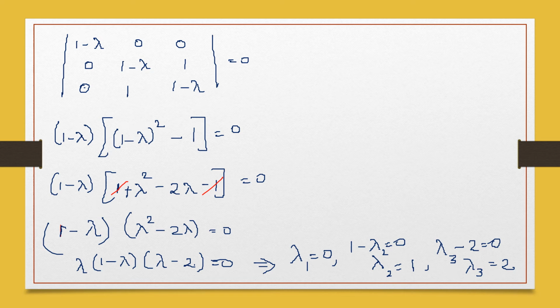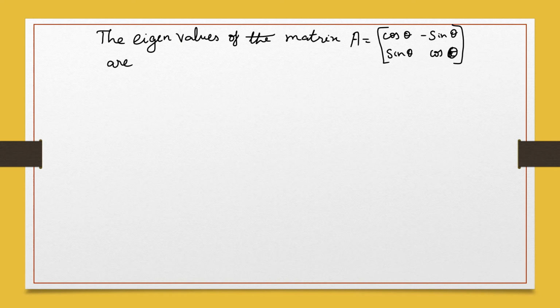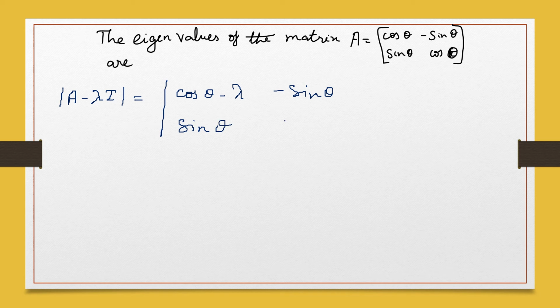In the next question, the matrix is given in terms of complex or trigonometric functions. Like these functions, if they give, it is better to go for the characteristic equation method alone. So here I am again doing it. I am directly skipping to the characteristic equation part, determinant of A minus lambda I. So it will be cos theta minus lambda, minus sin theta, then sin theta and cos theta minus lambda.